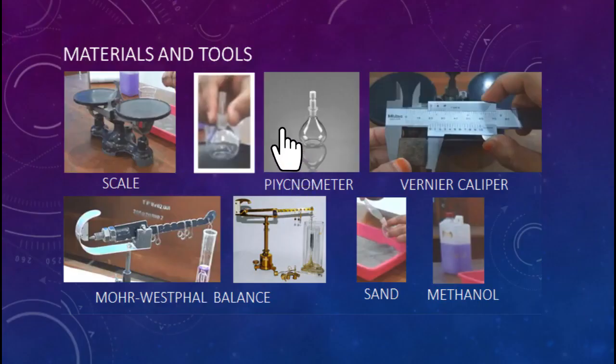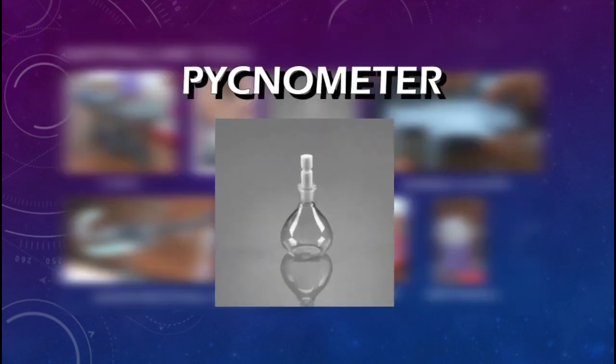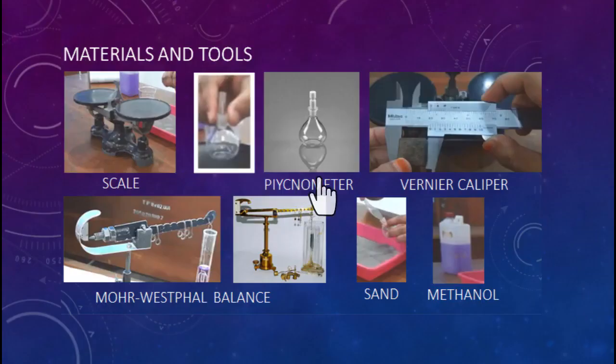These are the pycnometers. They are very fine containers made of glass with a very specific and very thorough volume on them. They are made of a special glass, so the volume does not vary much when the temperature varies.